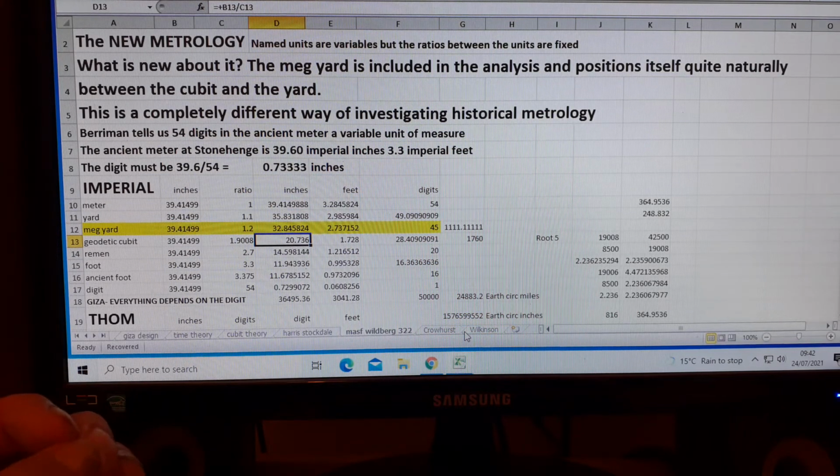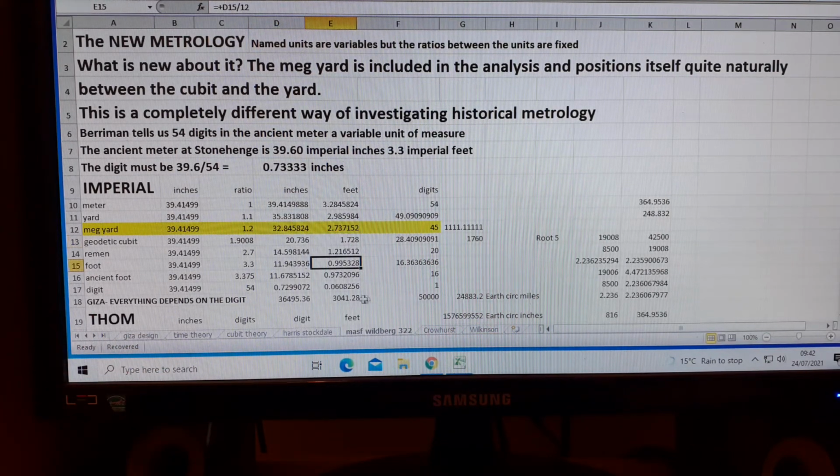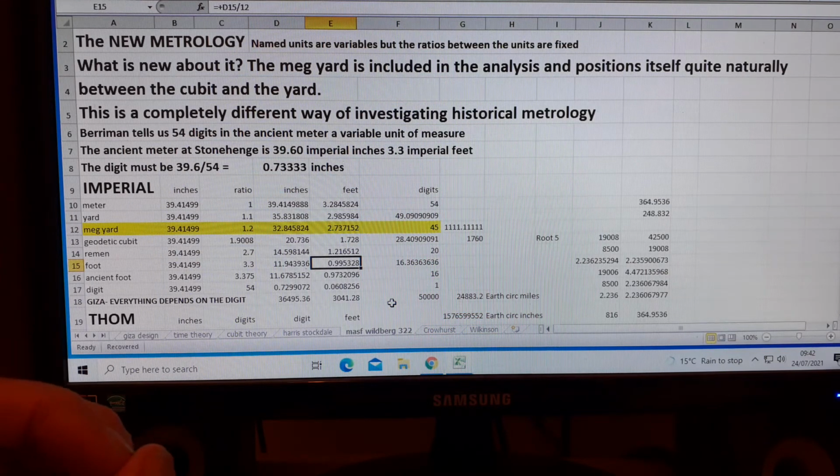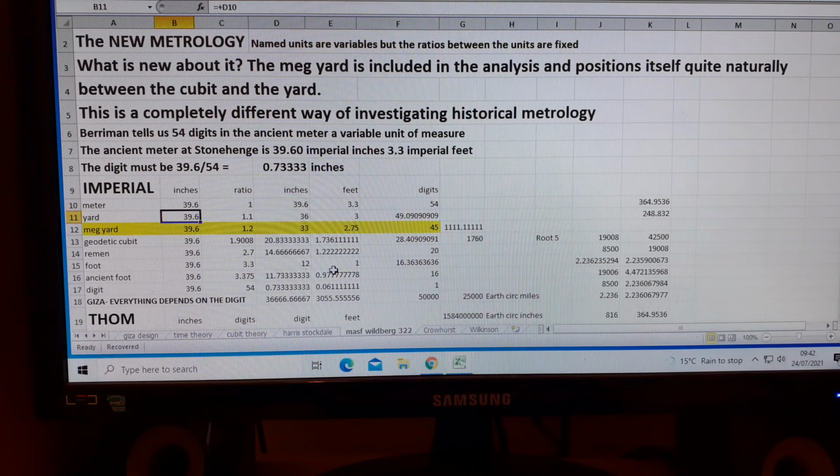Is this system that Michelle and John Neal have worked out, and they're telling us this is the system that everything's derived from, is that right? Answer, no, it isn't. It's not producing the base 100 system. It's producing 1.728, we're expecting that. But the foot is only 0.995328 of 12 inches. And we want the Giza pyramid to be designed against a foot of 12 inches. So we have to put 39.6 in there. So this model is starting to answer questions.